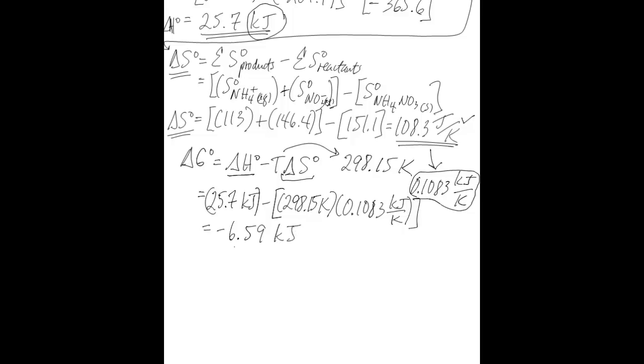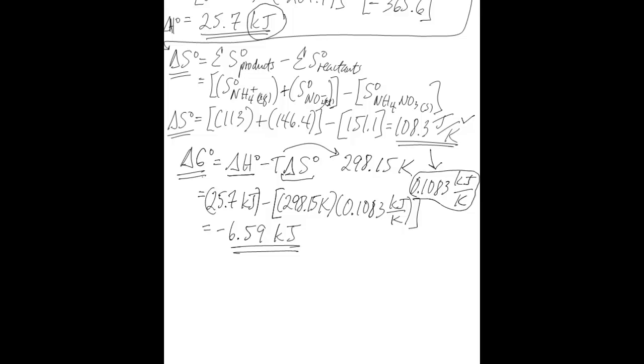So substituting in these numbers, your delta H naught value is 25.7 kilojoules, and you're going to subtract from that your temperature of 298.15 kelvins multiplied by 0.1083 kilojoules per Kelvin. When you do the math here, what you're going to end up with is a value of negative 6.59 kilojoules. So there is your standard free energy change, or your delta G naught.